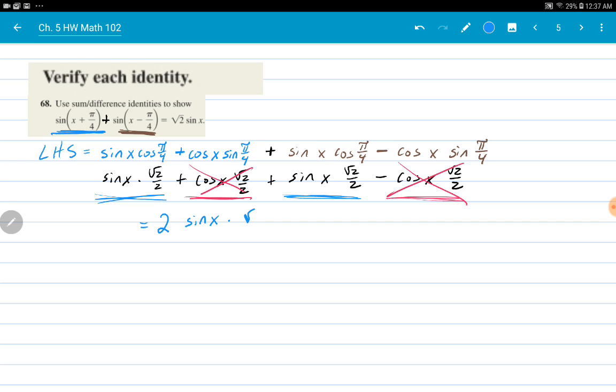And then combining, I'm going to do a little commutative property there and switch the order. So I get 2 radical 2 over 2 times sine of x, which simplifies to those 2's cancel out, radical 2 times sine of x, which is the right-hand side.